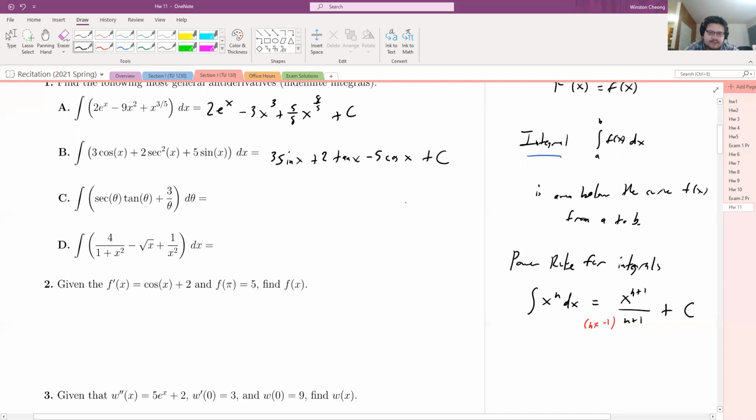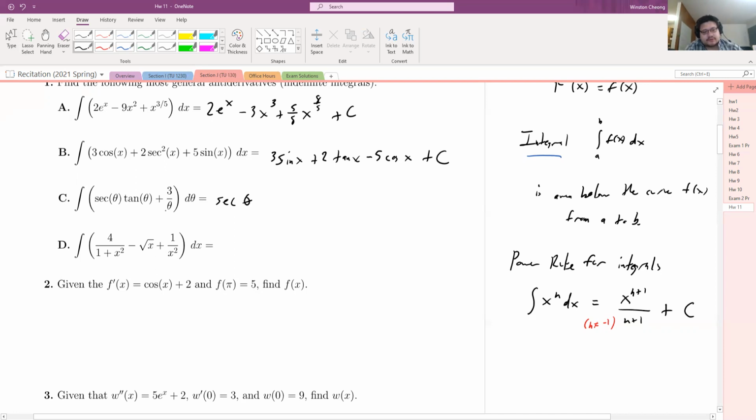And then plus c at the end. Okay. Next, we've got this secant tangent. So thinking through your trig derivatives, you'll remember that secant's derivative is secant tangent. So this should be secant theta.